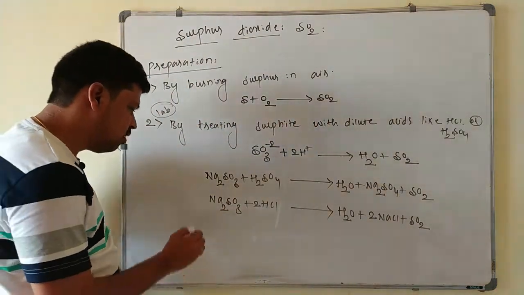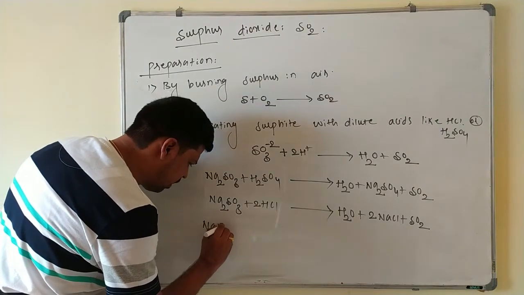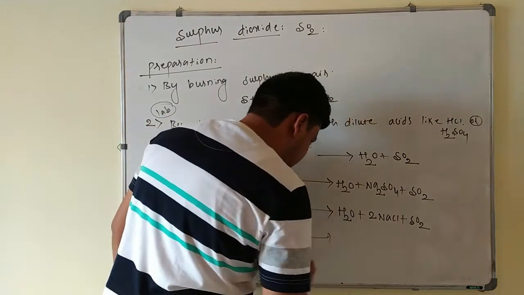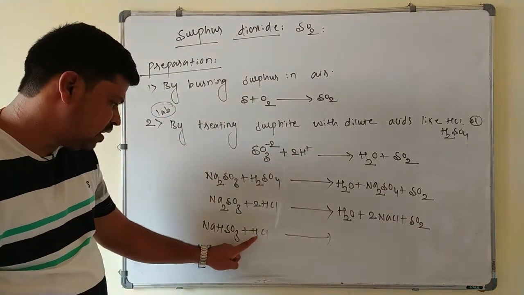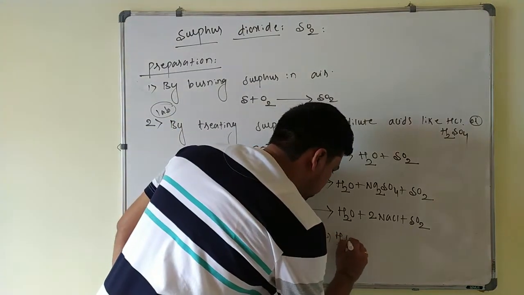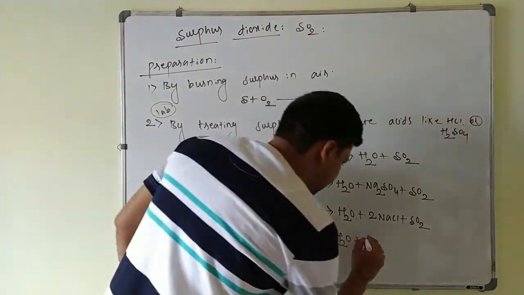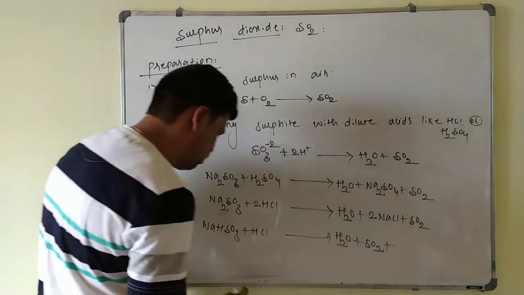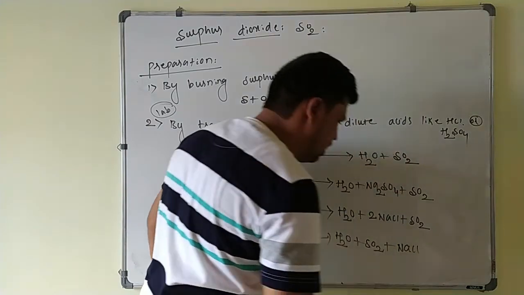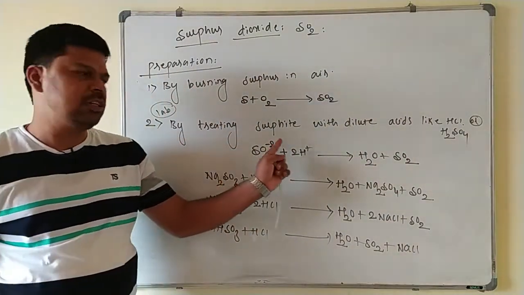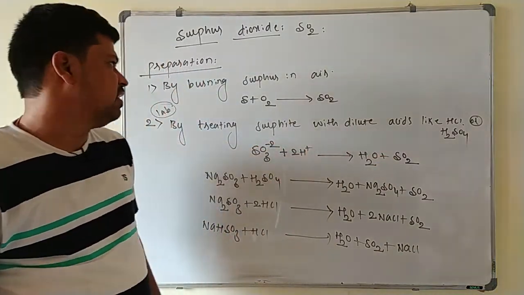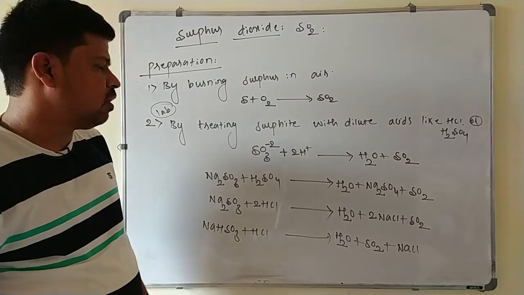Or else you can take sodium hydrogen sulfite, NaHSO3, and treat it with HCl. What happens here? These 2 hydrogens, you take 1 oxygen here, so there is formation of a water molecule, plus the remaining is SO2, plus this Na combines with Cl, that is NaCl. This is the laboratory method for the preparation of SO2, just by treating the sulfite with dilute acids. The first was just by burning the sulfur in presence of air.